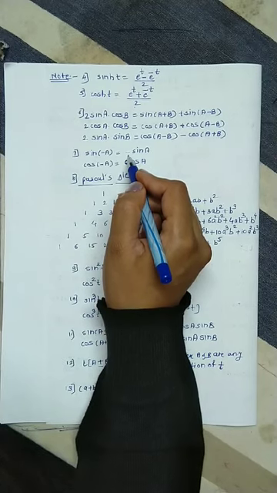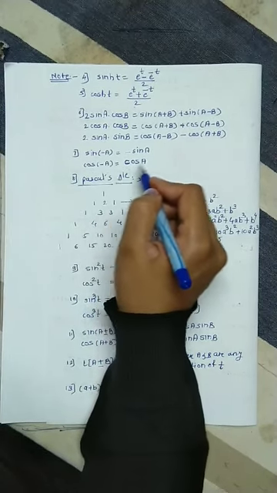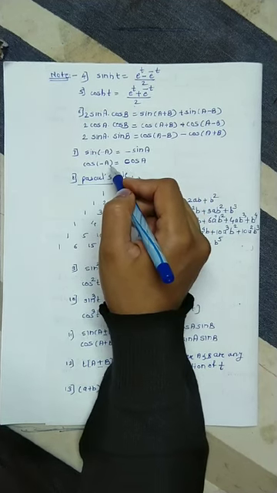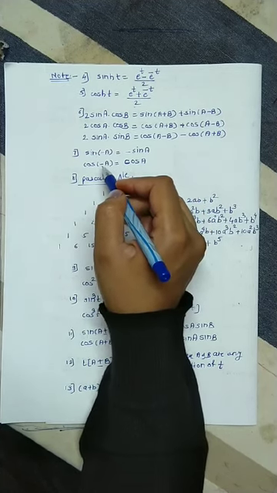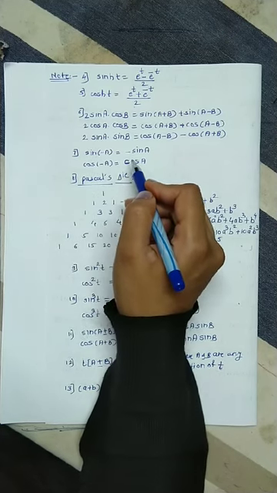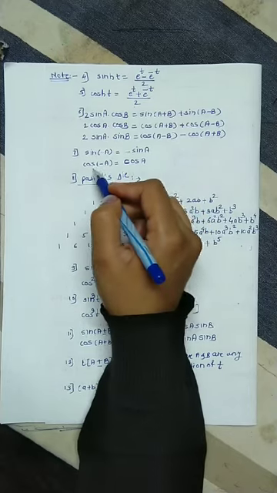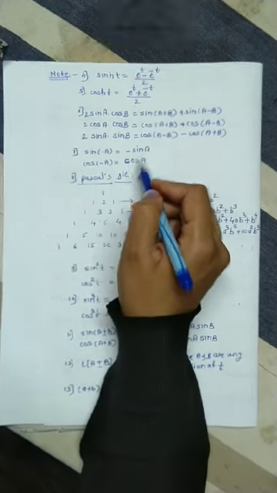Sine of minus theta, or sine of minus angle, is nothing but just take minus outside of the sine, that is minus sine a. And cos of minus a is nothing but the negative sign is absorbed by cos, because cos is an even function and sine is an odd function. That's why for sine the minus gets outside. Cos of minus a is cos a.